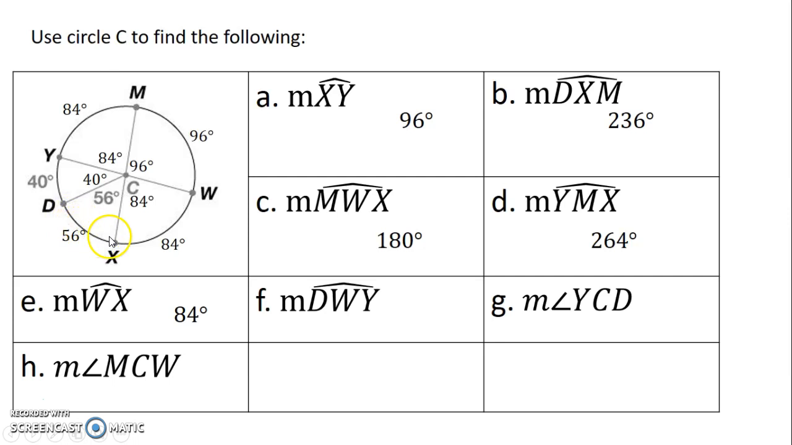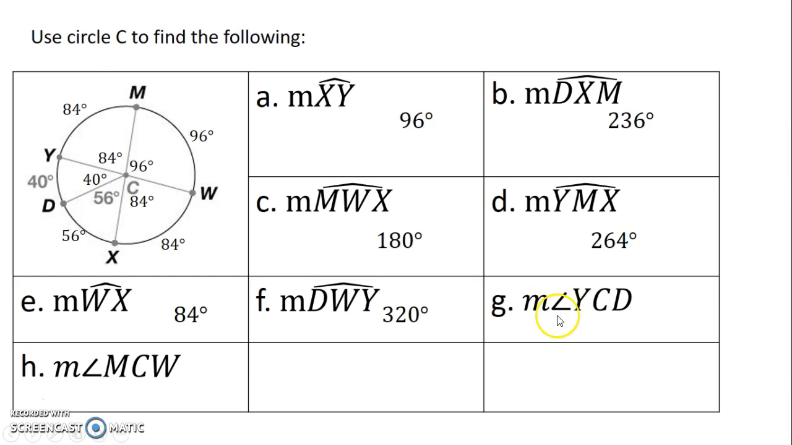You can add 56 plus 84 plus 96 plus 84. Or you could say, hey, look, I just went the whole circle except not 40. So you could do 360 minus 40. Either way, you should still get the answer of 320 degrees.